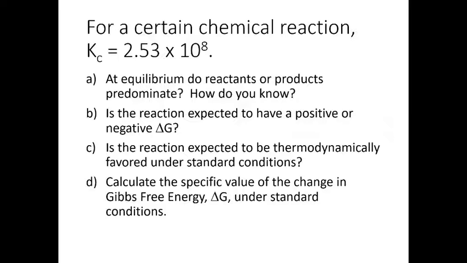All right, so for a certain reaction, K equals 2.53 times 10 to the 8th. Is K bigger than 1 or less than 1? It's a big number, huh? So at equilibrium, do reactants or products predominate? Very good. Products predominate because K is greater than 1.